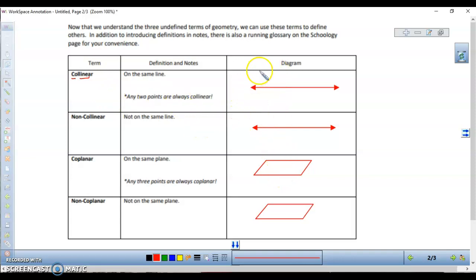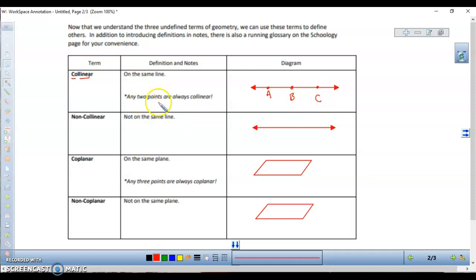Now in my diagrams here, just to save some time for this video, I went ahead and put some lines and planes here. So if I wanted to give you an example of collinear points, for instance, I could put points A, B, and C on the same line, and they are collinear.